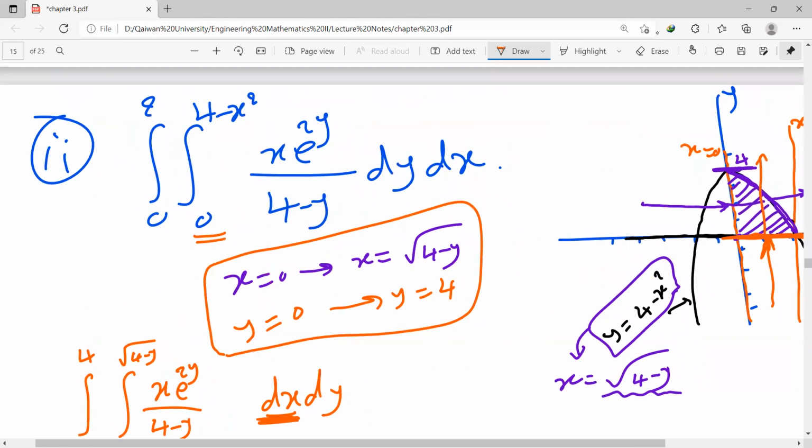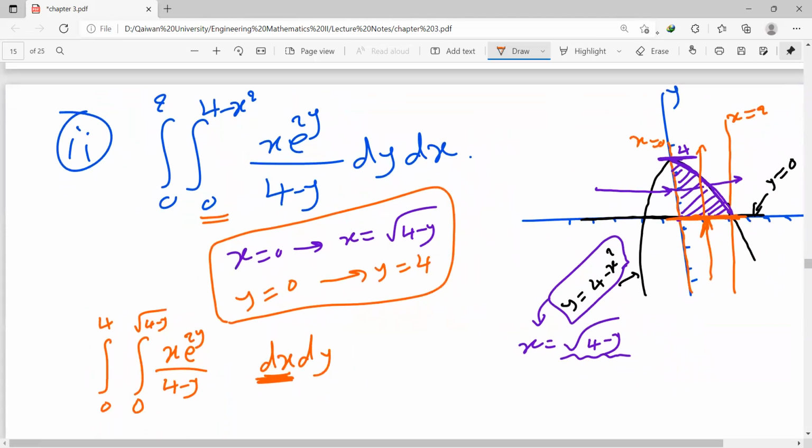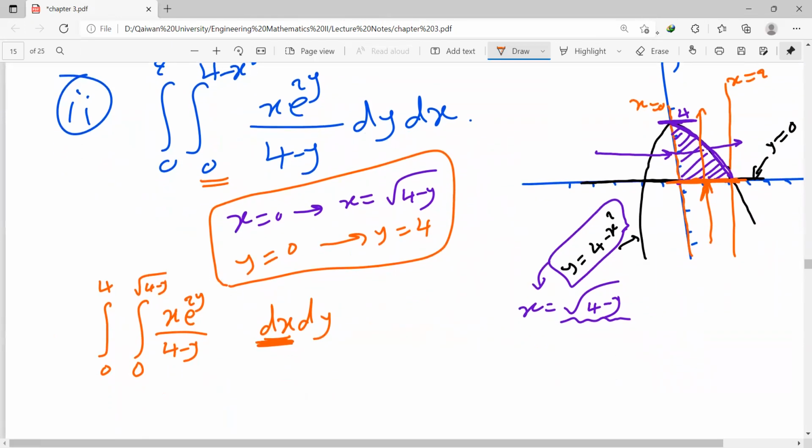As you see, the limits are changed. It was from 0 to 4 minus x squared, and the second one is from 0 to 2. But now, it's from 0 to square root of 4 minus y, and then from 0 to 4. We have these four upper and lower limits. So now, what we do, we are going to find the integration.